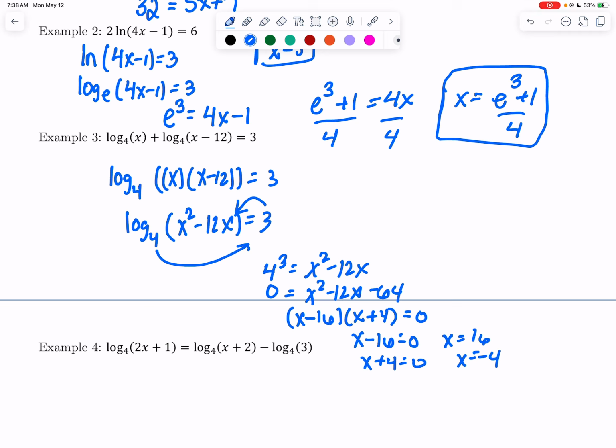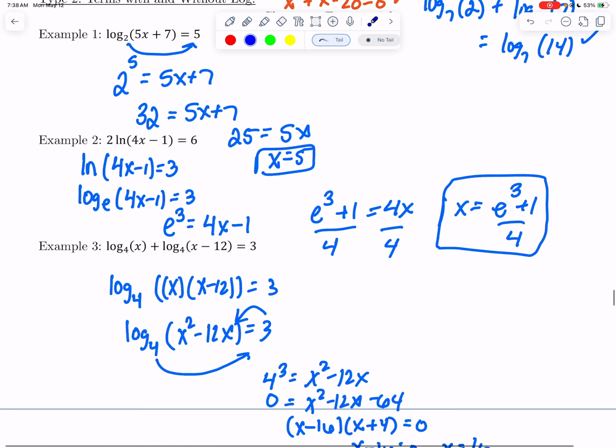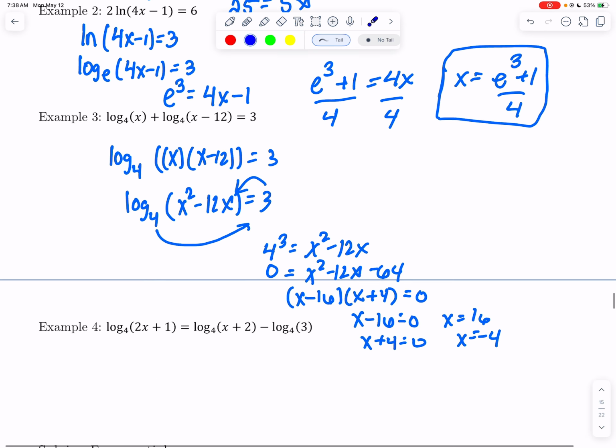Now, once again, because you have a quadratic that we had earlier right here, you want to check for extraneous solutions. So unlike number 2 and number 1, I didn't check for extraneous solutions just because I didn't have a quadratic with me. So always check if you have a quadratic or you built a quadratic in the middle of your steps.